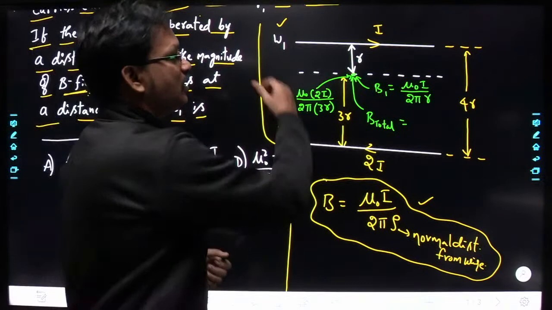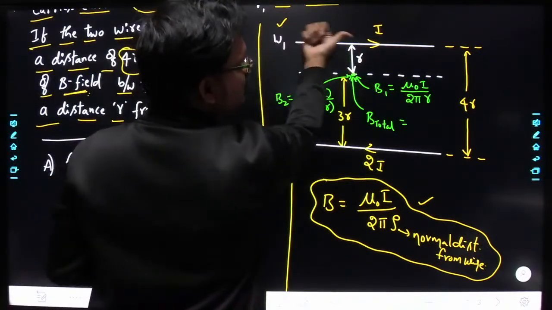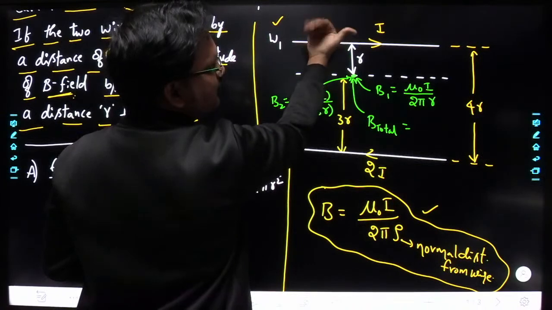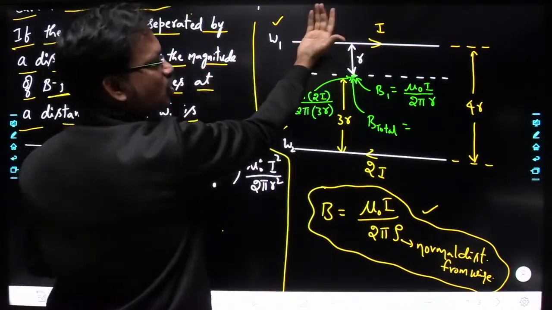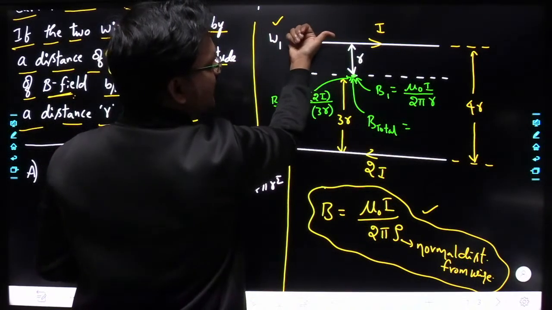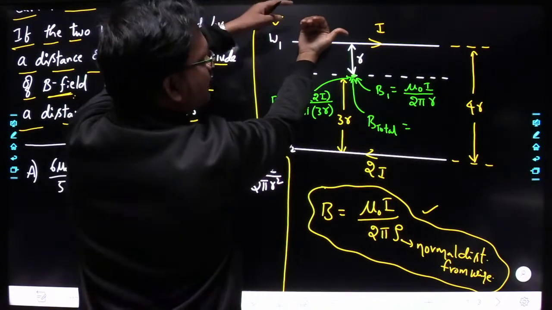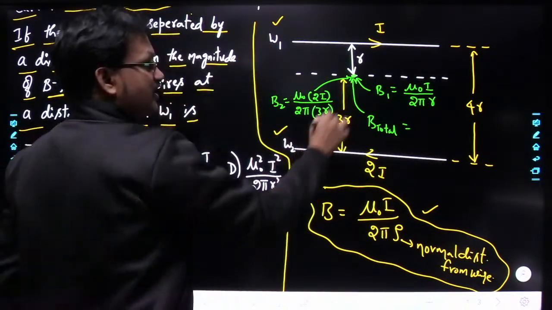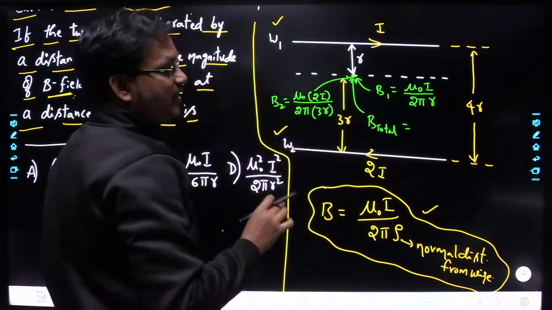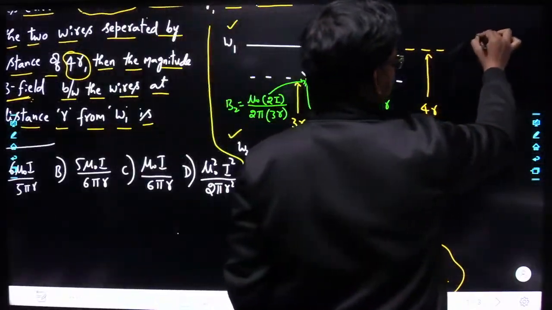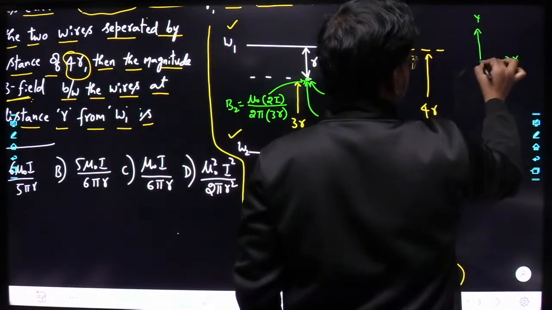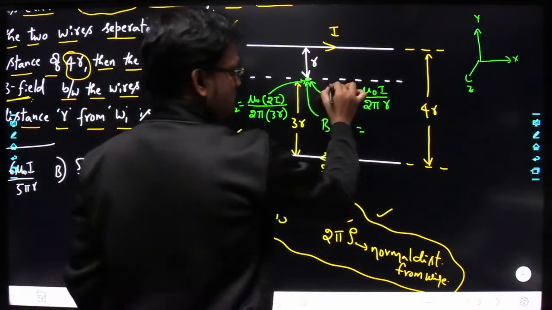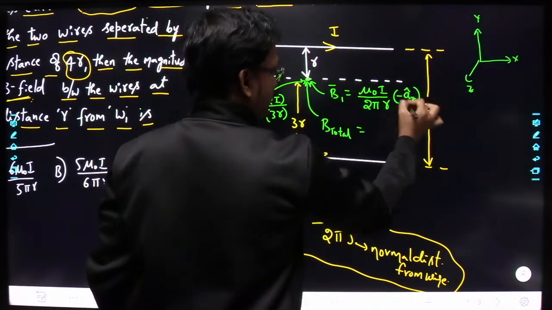Understood? Now see here, from the right hand rule, the current is flowing from left to right. So the B field is going to circulate around this wire. Above the current carrying wire W1, the B field will come out of the board, and below it, the B field will go into the board. So here B1 is pointing into the board. For example, consider this as the x-axis, this as the y-axis, and this as the z-axis. Into the board means the negative z direction, so B1 bar points in the negative z direction.